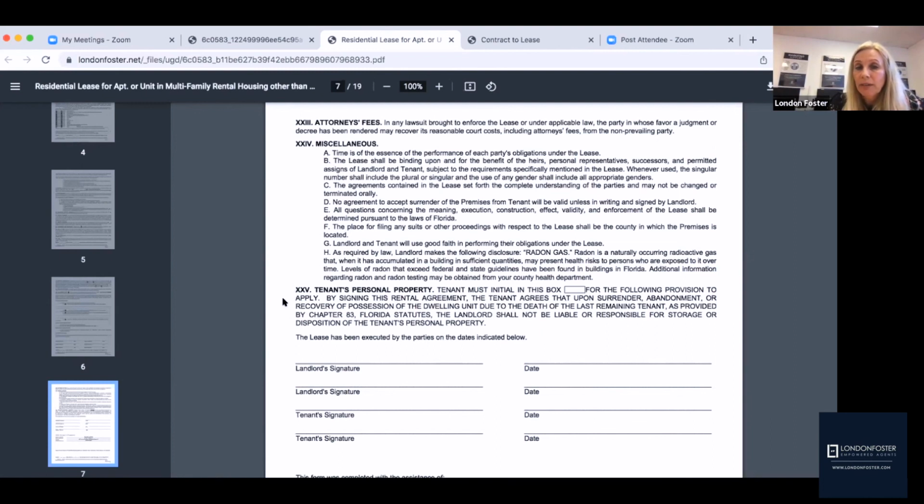This is section 25, Tenant's personal property. Tenant must initial this box for the following provision. By signing the rental agreement, tenant agrees that upon surrender or abandonment of the recovery of possession due to death, the last remaining tenant shall not be liable or responsible for the storage or disposition. If a person moves out, they have to take their stuff basically, and they're responsible for it. The landlord is not responsible for their stuff.